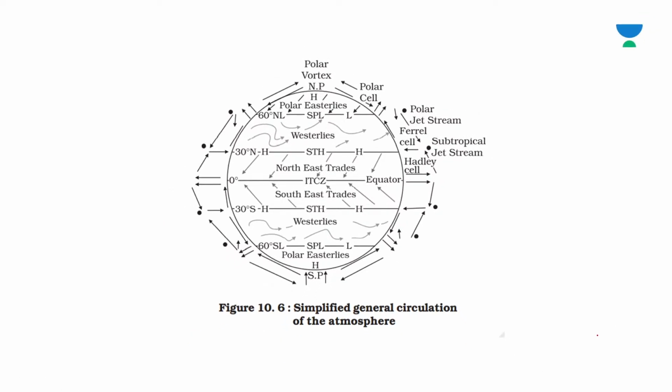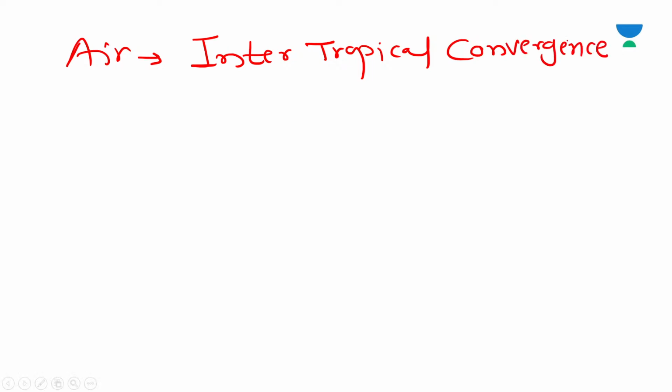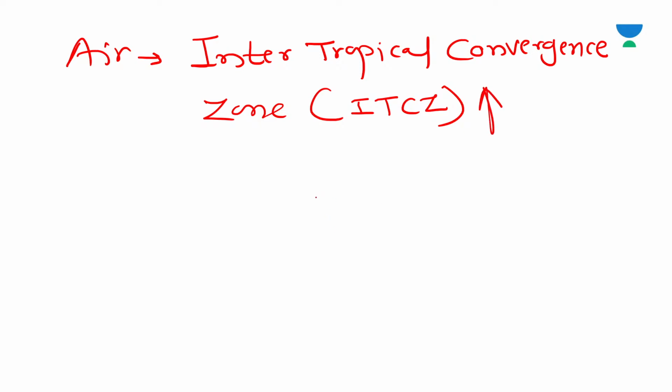Now, we'll discuss the air at the intertropical convergence zone, ITCZ, which rises because of convection caused by high insolation, and low pressure is created.